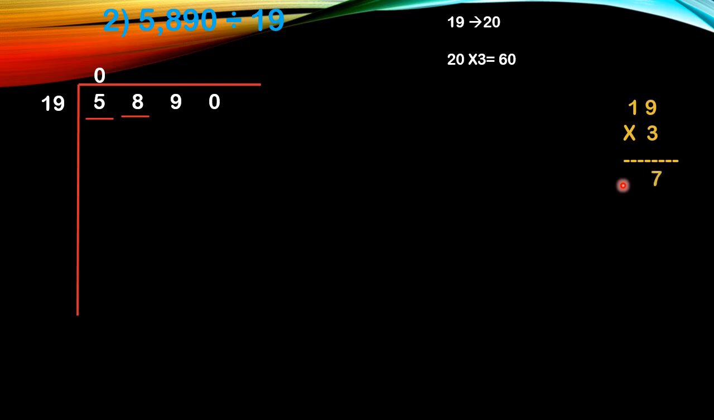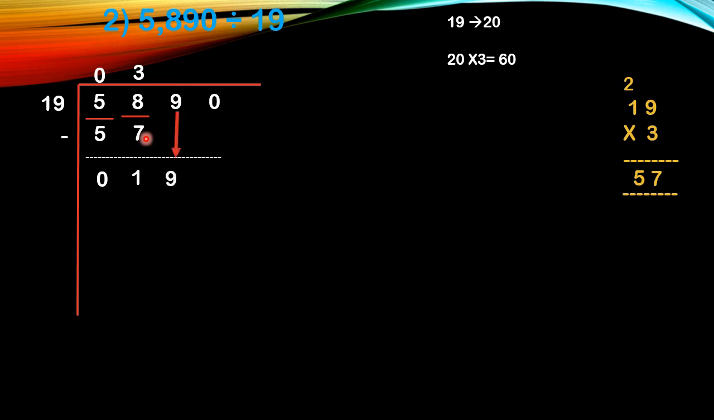So 9 3s are 27. So carry 2. Then 1 3s are 3. 3 plus 2, 5. 57. Okay. Here we got 57. That is nearest to 58. So directly we can write 3 19s are 57. Next we have to subtract 58 minus 57. 8 minus 7, 1. 5 minus 5, 0. Okay.